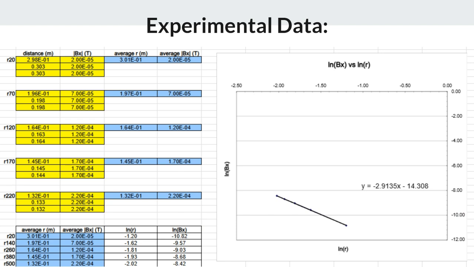Here's our experimental data. On the left, all the yellow is the distance that it took for the magnetic field to reach that. And then we were able to find out that the natural log of the magnetic field and the natural log of R gave us a linear graph.